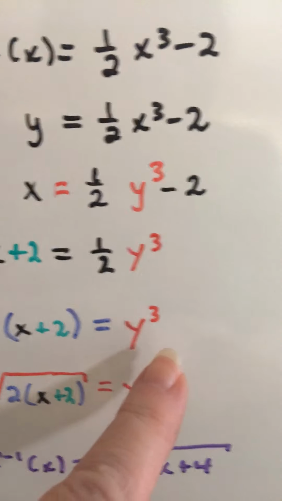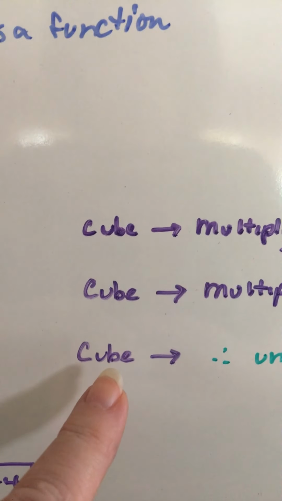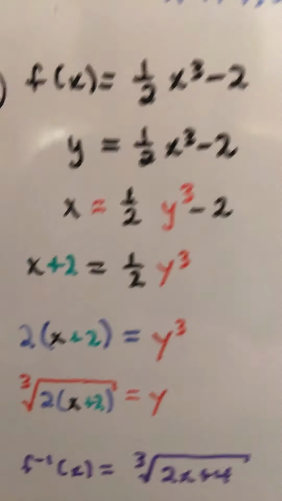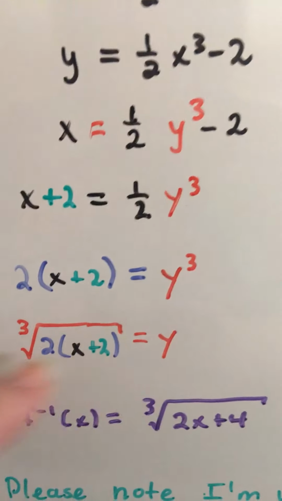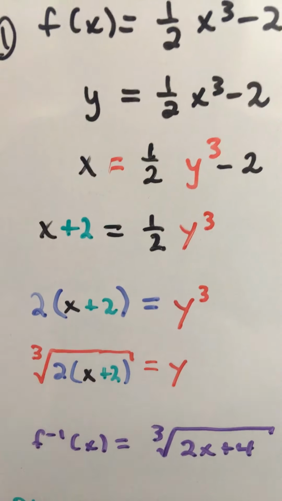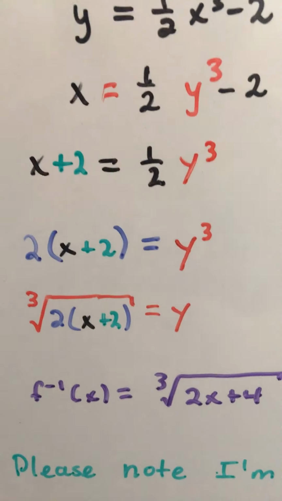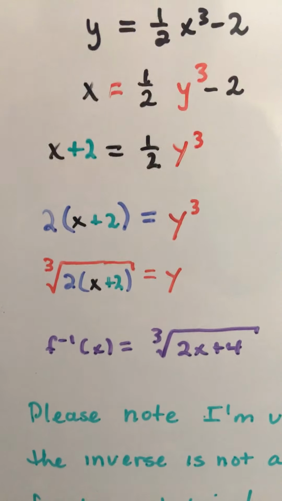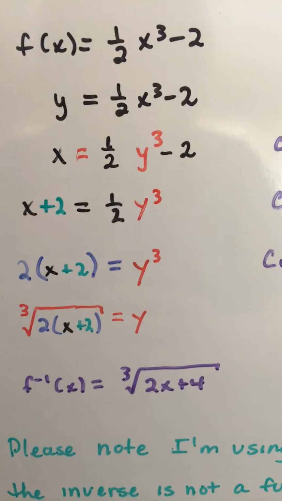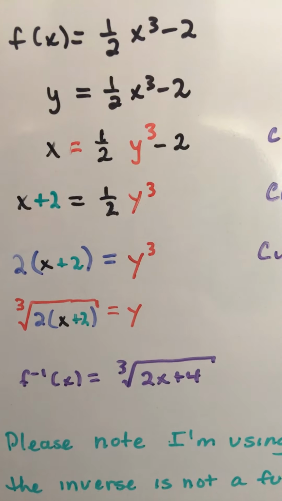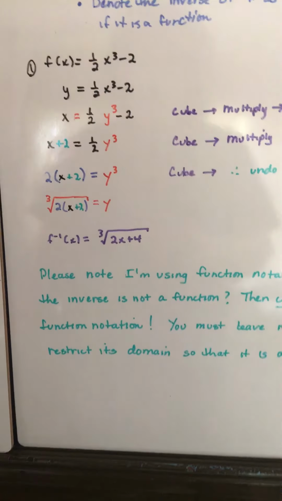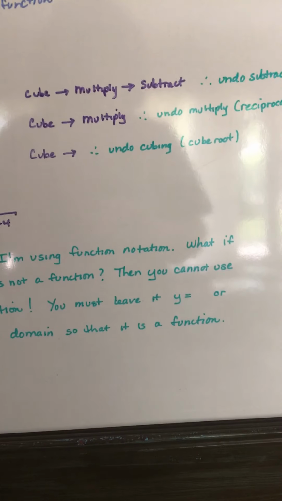Now I'm down to y cubed. How do I do the inverse of a cube? I undo cubing by cube rooting. So I have the cube root. So this is my answer. Notice a cube, positive stays positive, negative stays negative, 0 stays 0, so it's a function. So the inverse of f of x equals 1/2 x cubed minus 2 is the cube root of 2x plus 4. Now, please note that I'm using function notation.